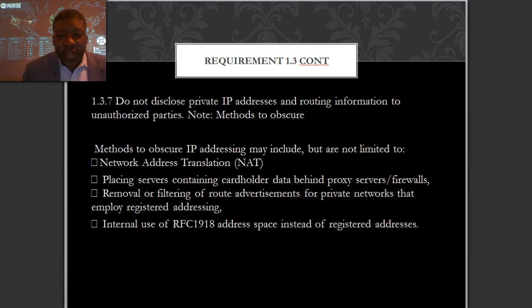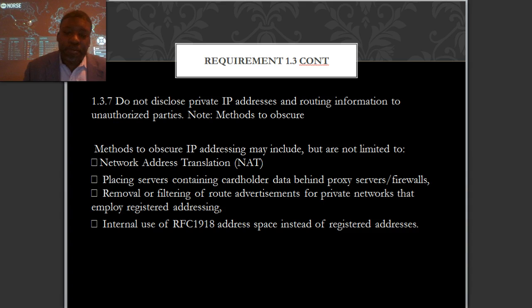So 1.3.7, do not disclose private IP addresses and routing information to unauthorized parties. Right? And these are the different methods. Restricting the disclosure of internal or private IP addresses is essential to preventing a hacker from learning the IP address of the internal network. If they know the IP address, they can directly connect to it over the internet and use that information to access the network. Interview personnel and examine documentation to verify that any disclosure of private IP addresses and routing information to external entities is authorized.